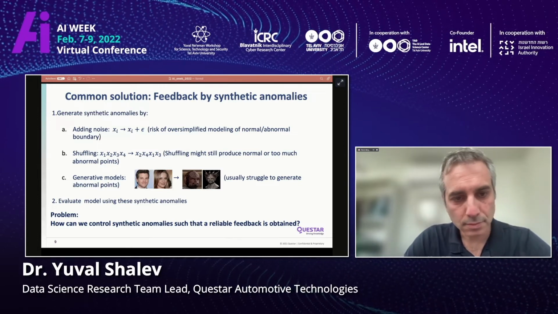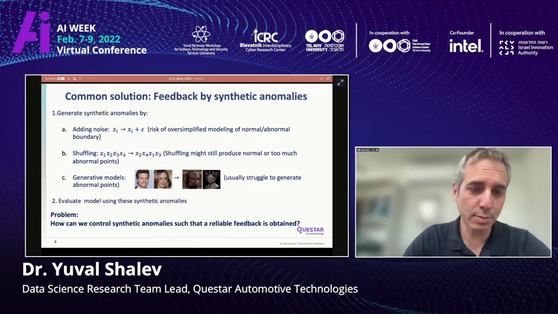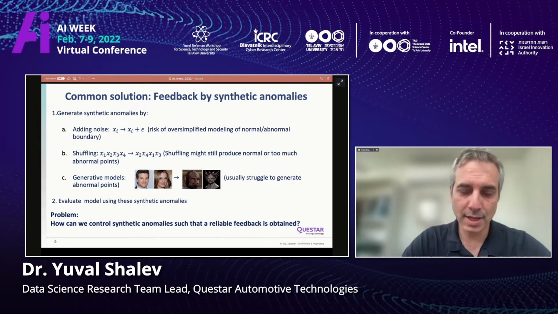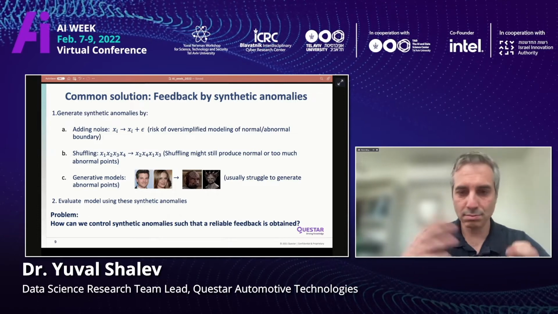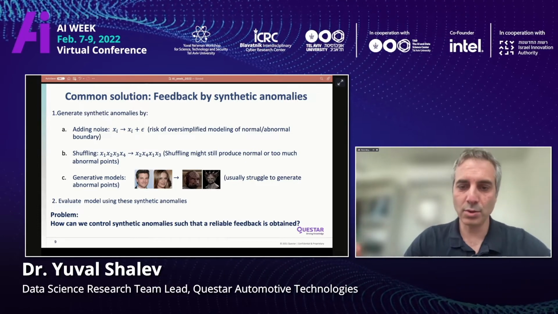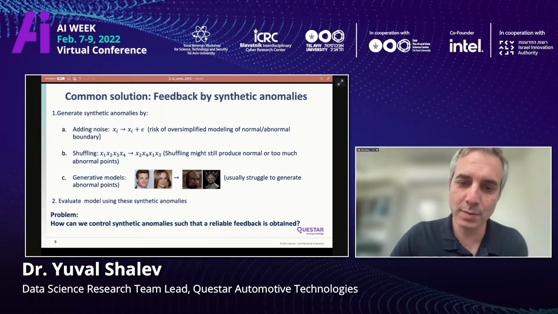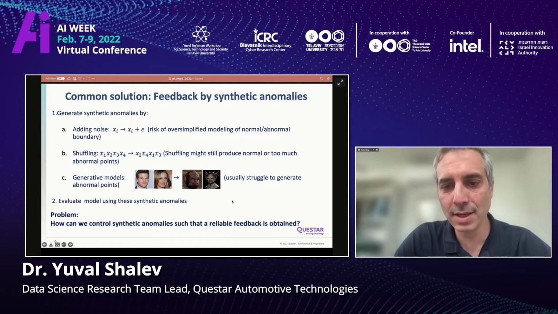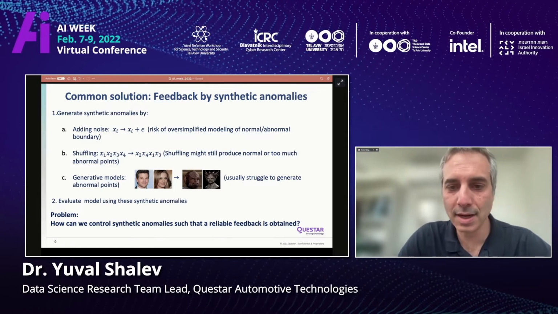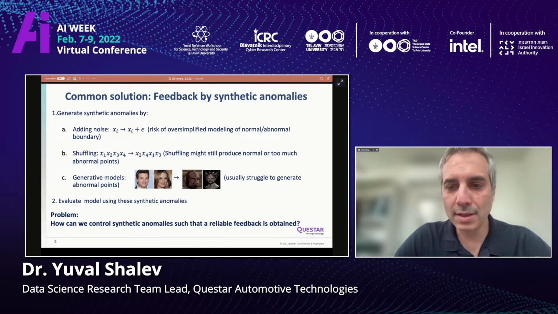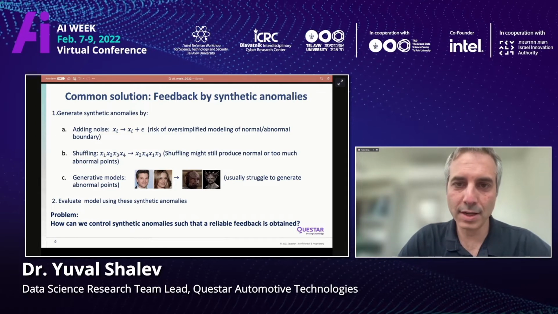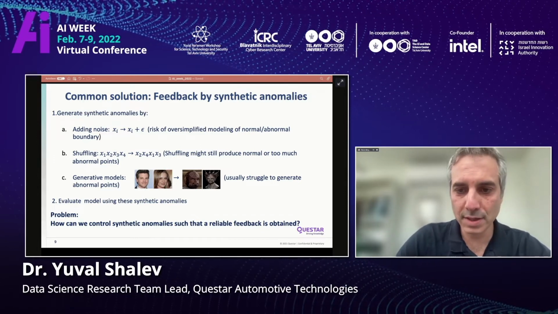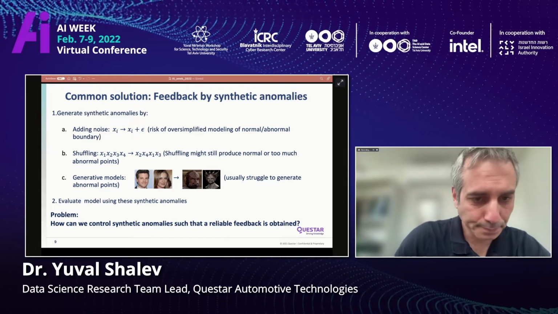anomalies. And other, more advanced approaches could be, of course, generative models, where we take the normal data and do some magic and provide new abnormal points. But unlike these pictures, usually GANs and others are struggling to make real anomalies that truly differ from the normal data.